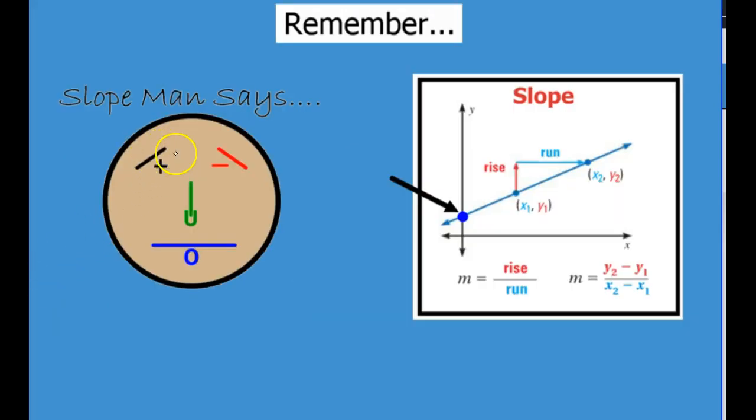Again, we have slope. Positive is going uphill, negative is going downhill. Straight up and down is undefined. Side to side is 0. We have rise over run, or y2 minus y1 over x2 minus x1.